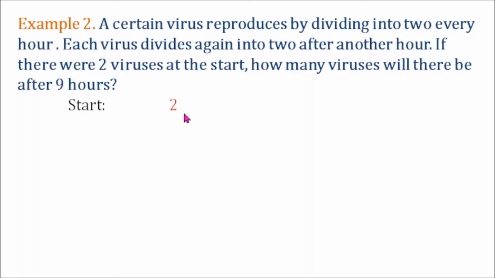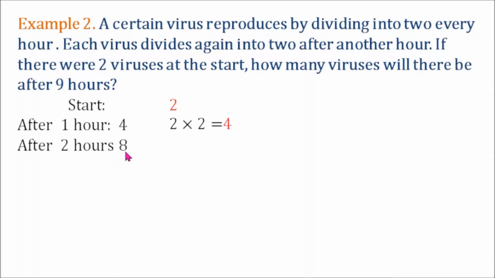At the start, there were 2 viruses. Since each virus reproduces by dividing into 2 every hour, that means after 1 hour, there were 4 viruses. So that means 2 times 2. And after 2 hours, there were 8. Meaning to say 4 times 2. And using these numbers here, 2, 4, and 8, we form a sequence. And it looks like a geometric sequence.